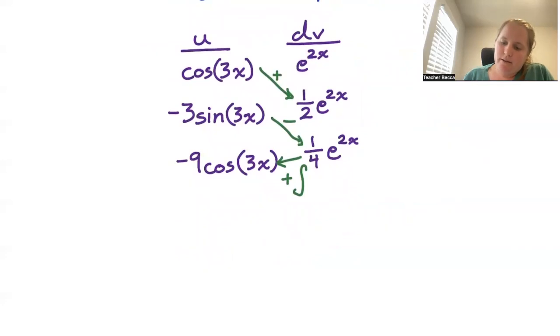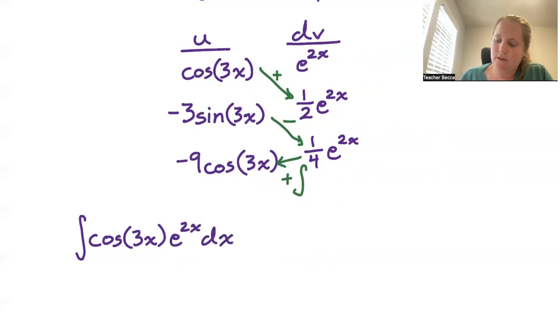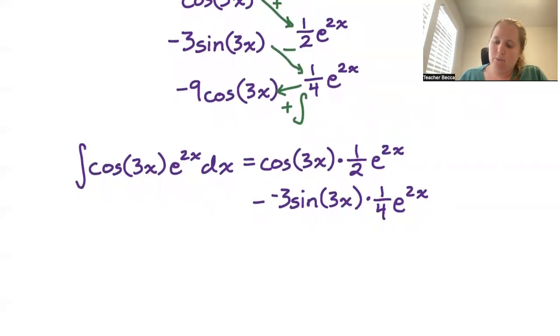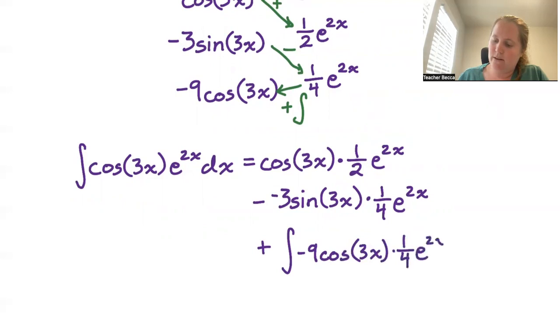So we are looking at the integral of cosine of 3x times e to the 2x dx is equal to cosine of 3x times 1/2 e to the 2x, there's our first diagonal, minus a negative 3 sine of 3x times 1/4 e to the 2x, there's our second diagonal, then plus the integral of a negative 9 cosine of 3x times 1/4 e to the 2x dx.